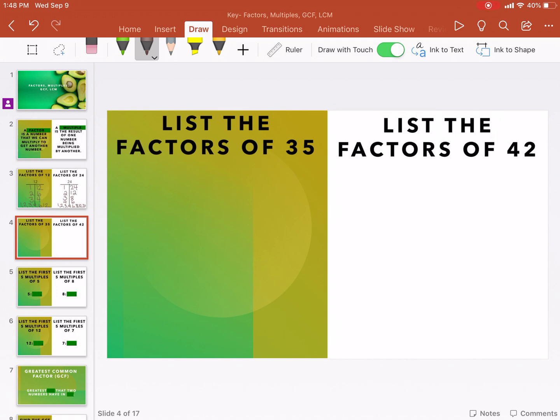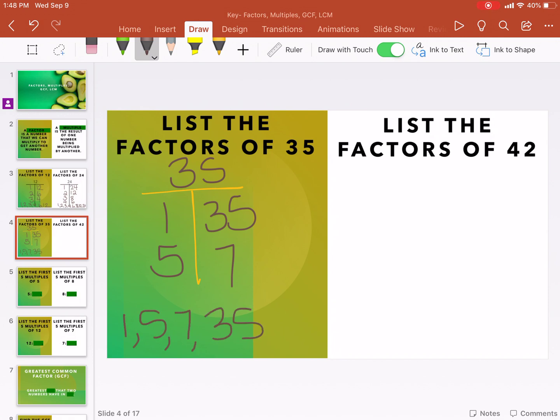Okay, so we're going to start by drawing our T-chart. Keep with the brown. 35. We know it's 1 and 35. Well, it ends in a 5, so it's got to be 5 and 7. Perfect. So it's 1, 5, 7, and 35.